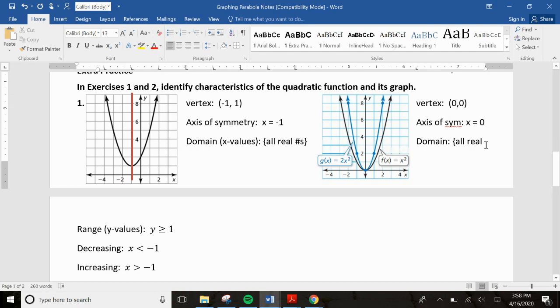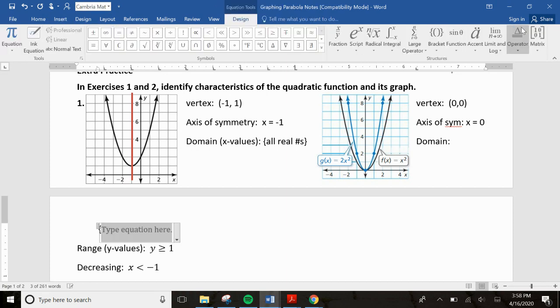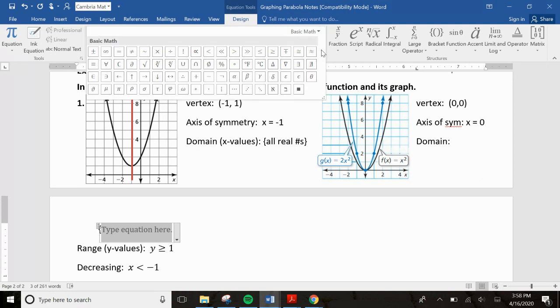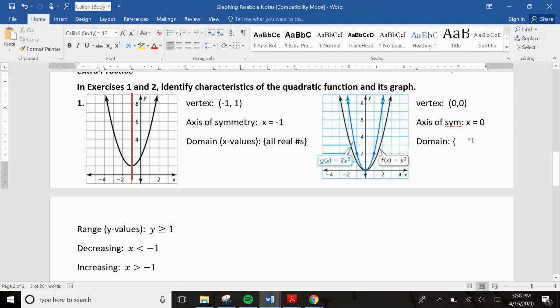Do I have enough space here? I could put the abbreviation as well, the symbol. Give me a second. Let me see if I can find it. I don't see it on my math type. However, we've drawn the domain symbol before. It's that R with the extra line in it. Oops. Sorry guys, the formatting on Word is just making this more difficult.